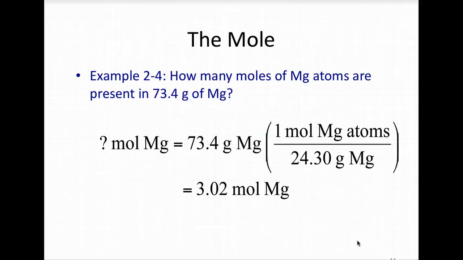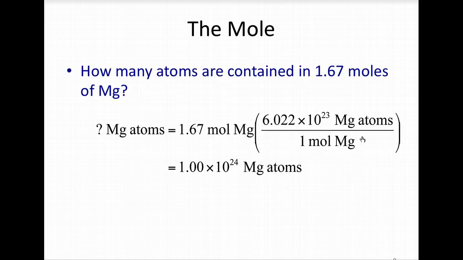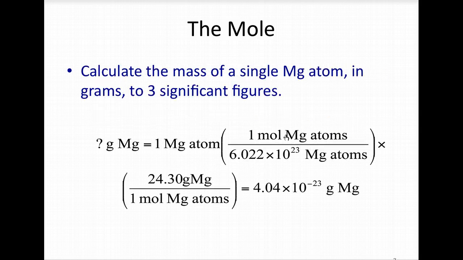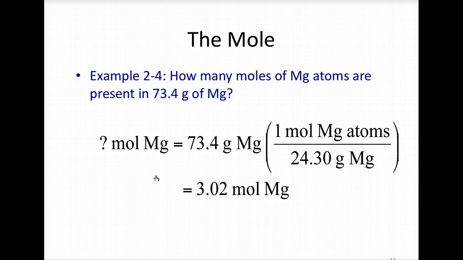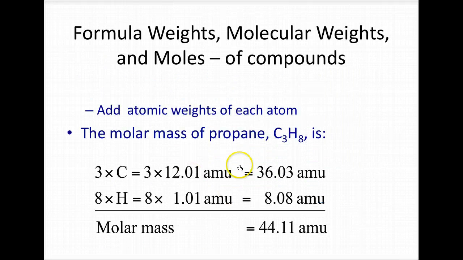Same as we had here, 24.3 grams of magnesium per mole of magnesium atoms. But now I'm not just in atoms. Now I am in molecules of propane. This is for the total of the propane.